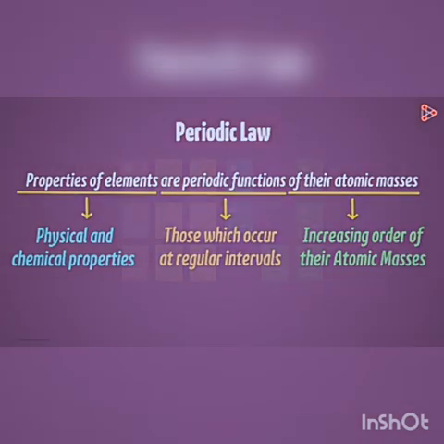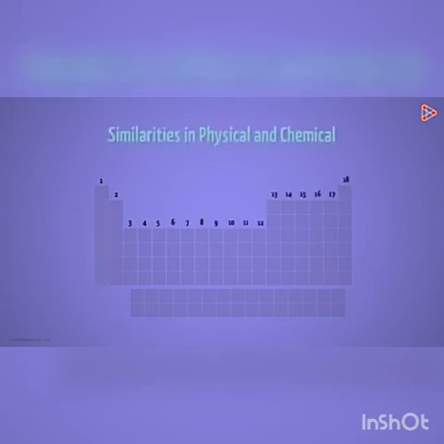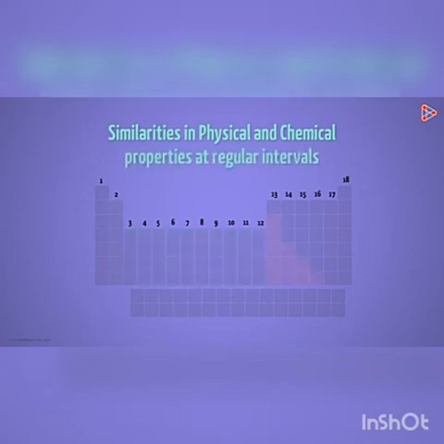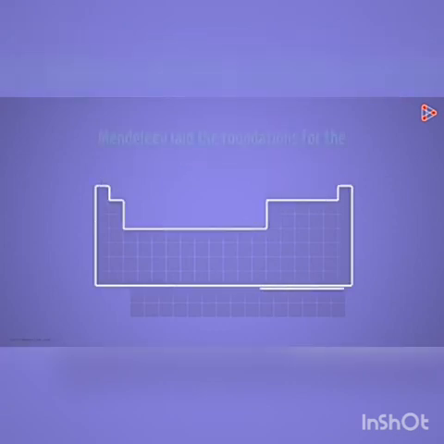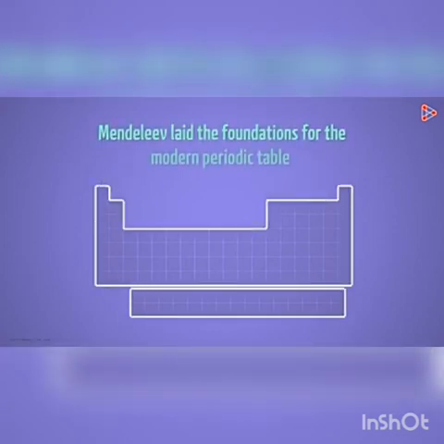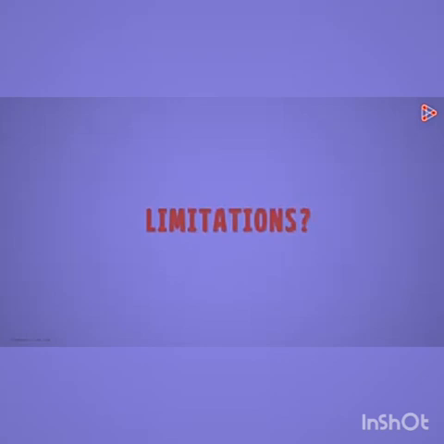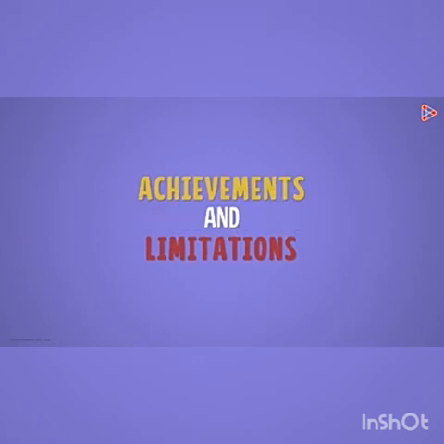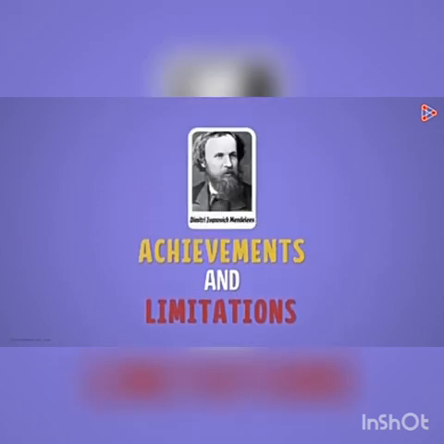So can we simply say that when elements are arranged in the increasing order of their atomic masses, they show similarities in the physical and chemical properties at regular intervals? Yes, that's what Mendeleev meant. This is how Mendeleev laid the foundations for the modern periodic table. But did this great contribution by Mendeleev have no limitations at all? Well, there were a few that emerged with time. Let's discuss the achievements and the limitations of Mendeleev's work in the next video.